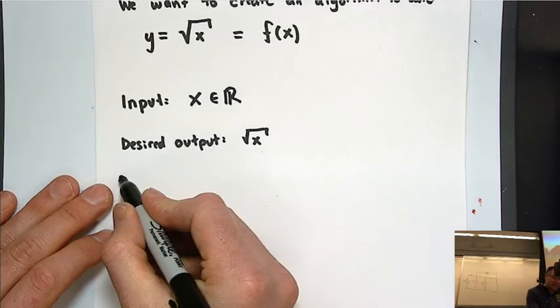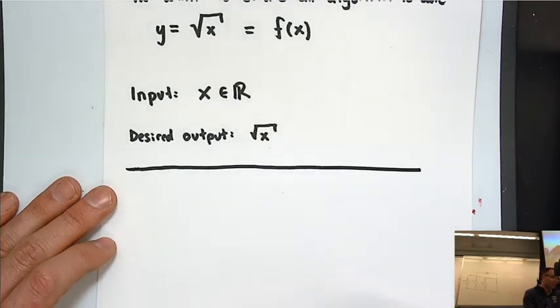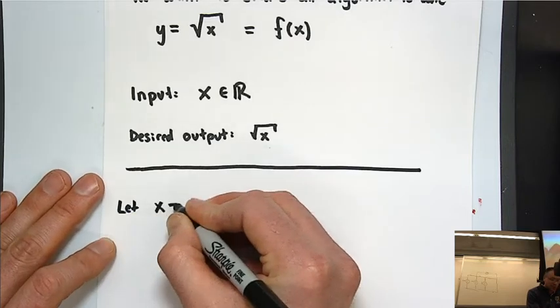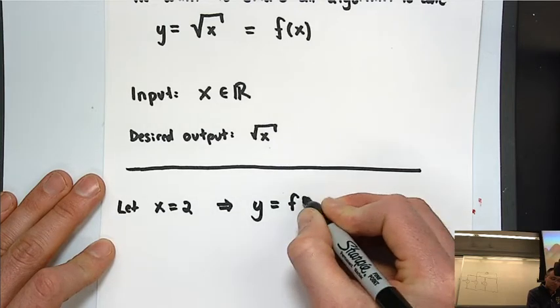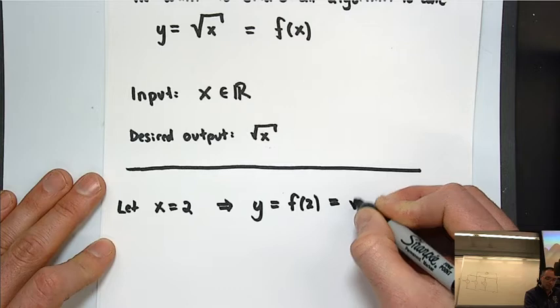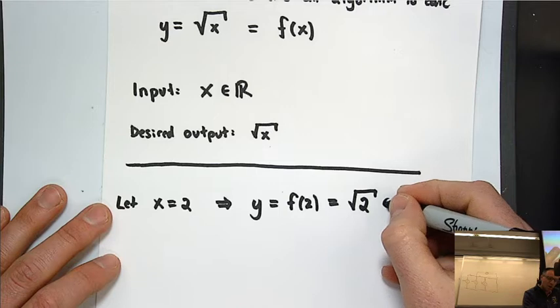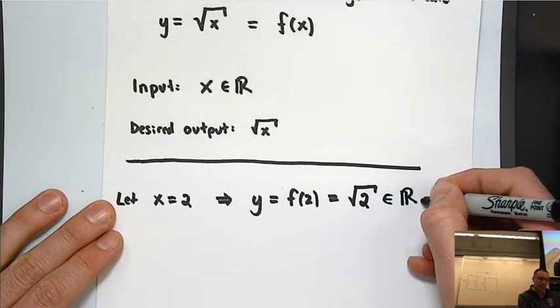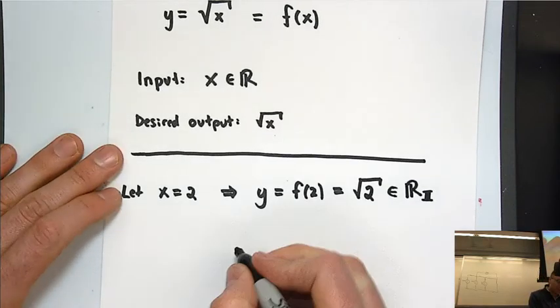Before we do any work on the algorithm development side, I want to do a little bit of pen and paper analysis. So if I set x equal to 2, what does that immediately mean about y? y would be the square root of 2. Anybody know whether this number is a rational number or an irrational number? Irrational. It's non-rational and it goes on forever.